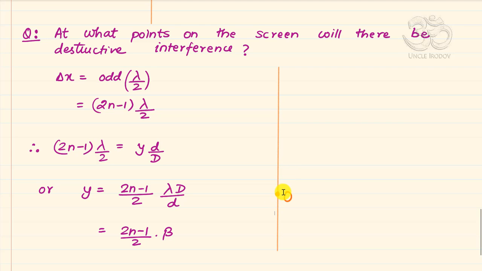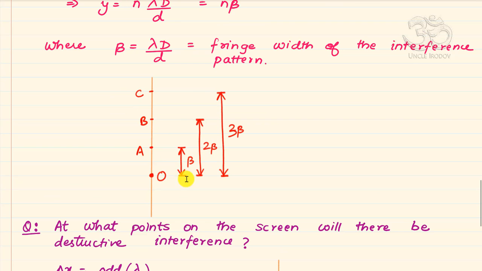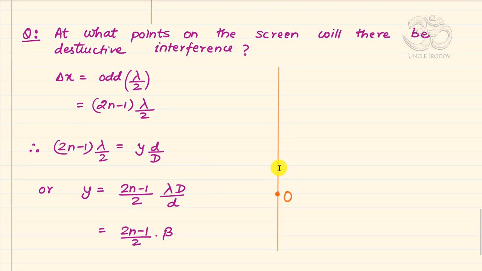Now at this point O, I don't know what is going to happen, we will see that afterwards. But as I move away from O, to have a constructive interference I should go to a point that is beta away. So maybe I have a point C1, the first constructive interference, which is at a distance of beta from the center on the screen. Now where will be the first destructive interference? What's the first odd number? The first odd number is 1. So beta by 2. So I know that there has to be a destructive interference somewhere here. That I will call D1.